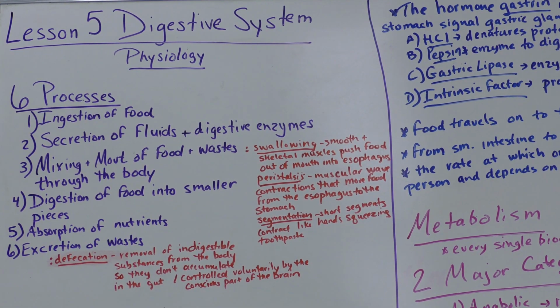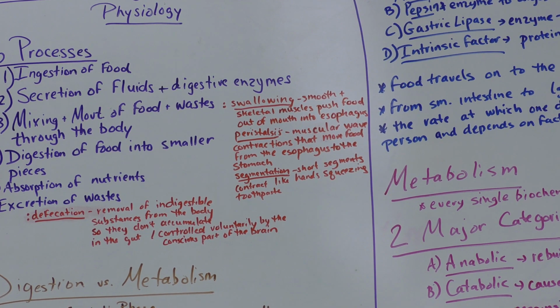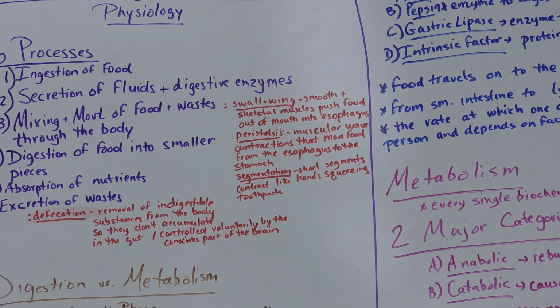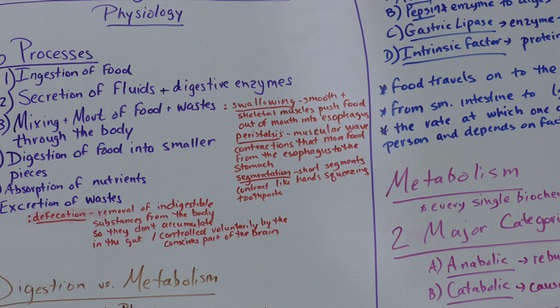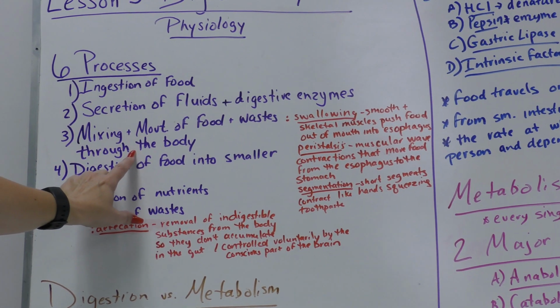Segmentation are just short little segments of your esophagus, of that 10-foot long tube that will squeeze that food, like you squeeze a tube of toothpaste. And that's moving the food through your body. That's what we're doing. We're mixing it with the digestive enzymes and then moving it through your body.